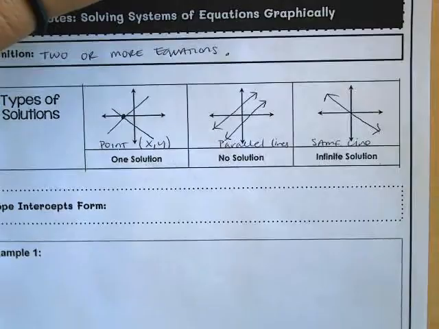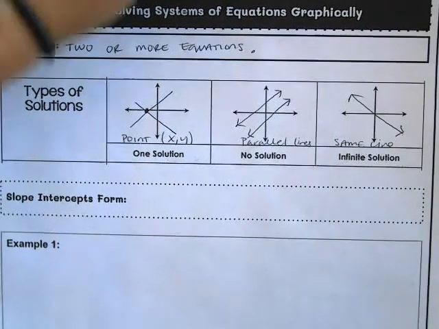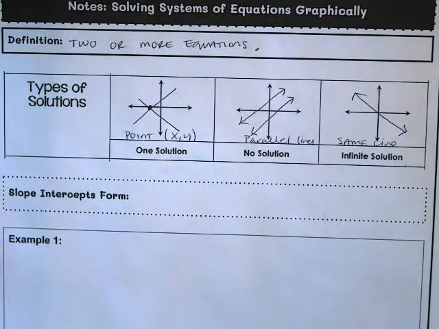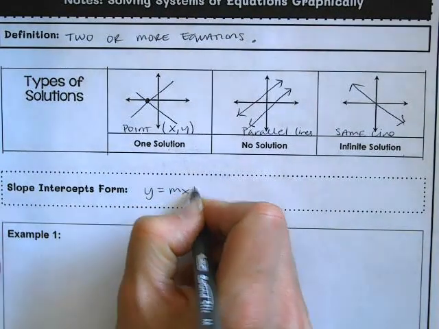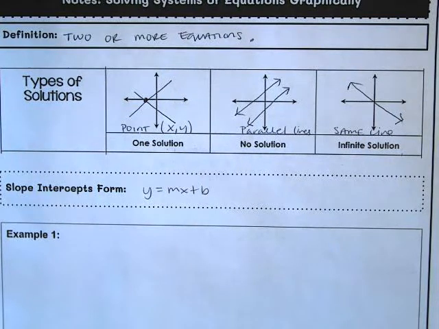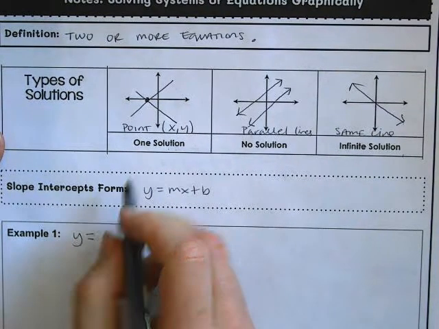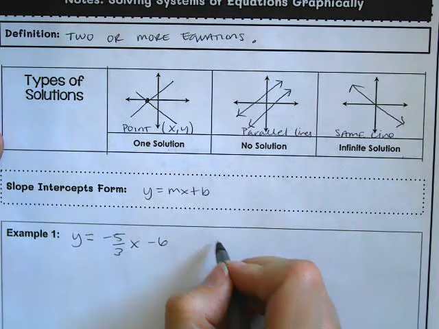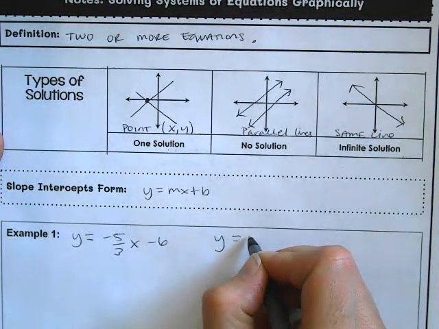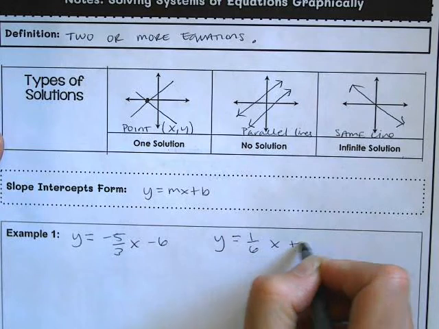Go ahead and zoom in so you can see it a little bit better. Okay, and then the slope-intercept form we want to make sure that we are in is y equals mx plus b. We need to make sure we're in that form in order to be able to graph. So when we have our first example, we have y equals negative 5/3 x minus 6, and we also have y equals 1/6 x plus 5.